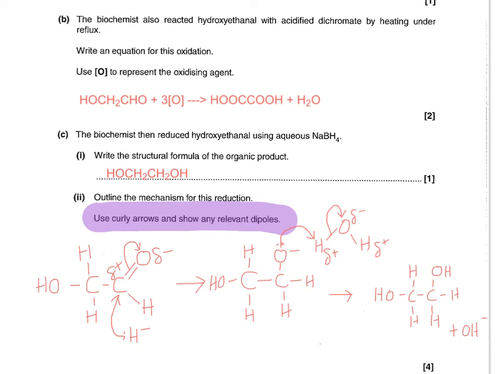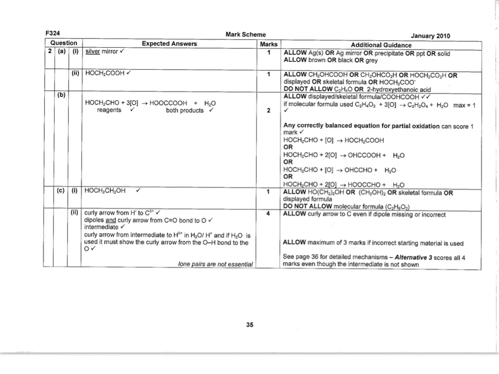So now let's have a look at the mark scheme. So we got silver mirror as our expected answer. We got the carboxylic acid group being produced from oxidation of the aldehyde. We got our reagents and both products. And like I mentioned, there were a number of different possible options for getting 1 mark, but these would be partial oxidations, not full oxidations, so obviously you wouldn't get the 2 marks for putting them.